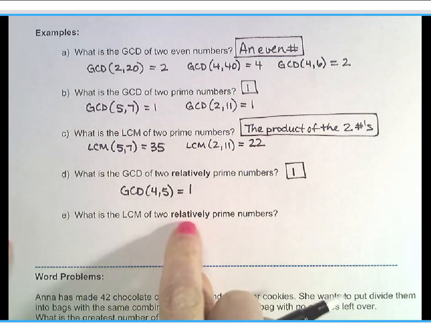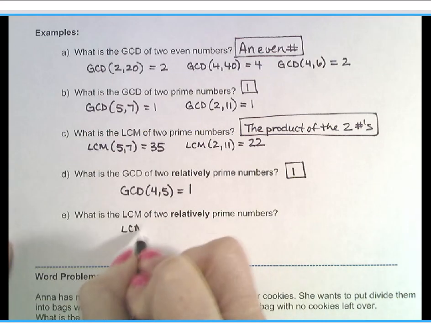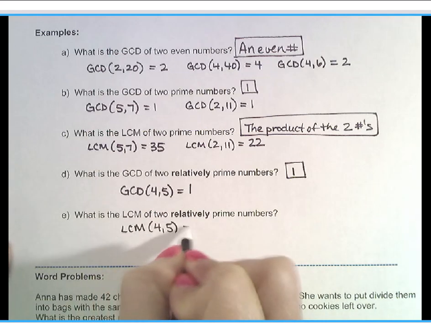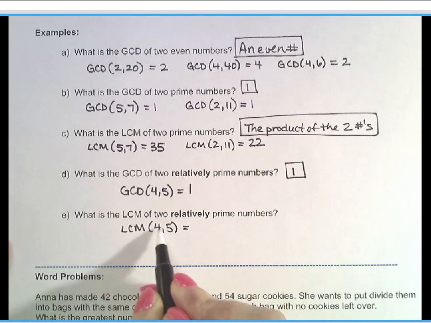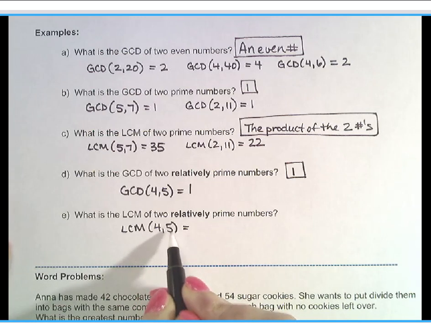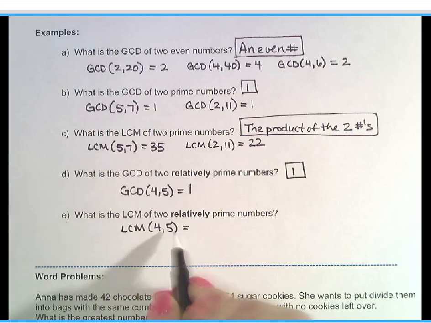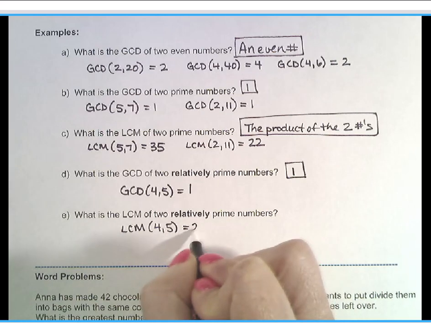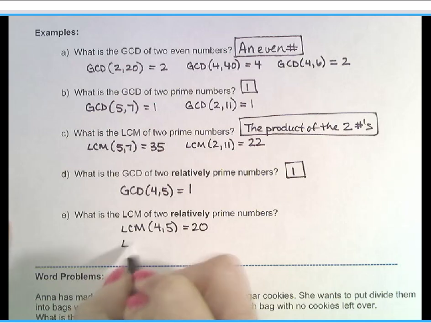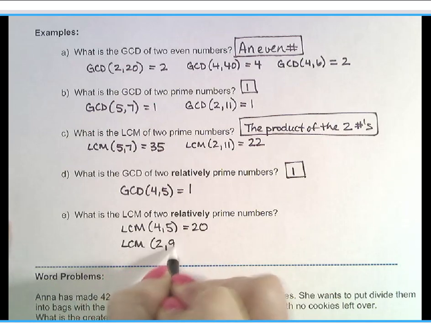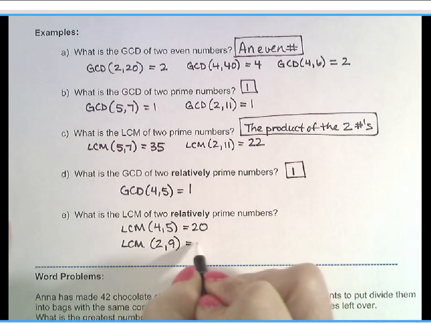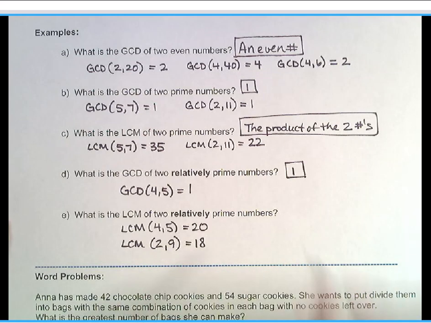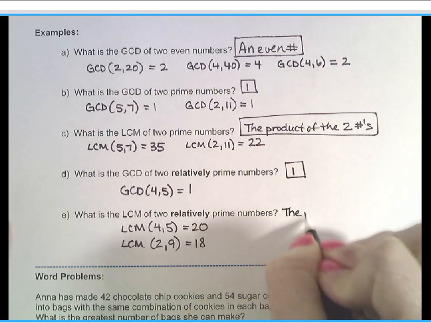And I bet you can guess what the LCM would be. I'll just keep using 4 and 5. The smallest multiple that these have in common: let's skip count by 5s and find the first one that 4 will divide into. So 5, 10, 15, 20 is 20. Or pick a different pair. You could pick the LCM of 2 and 9. Those are relatively prime. The first multiple that they have in common is 18. So how do you get it? It's the product of the two numbers.